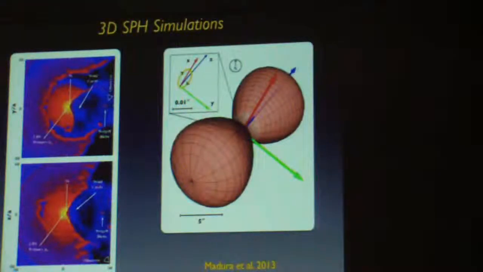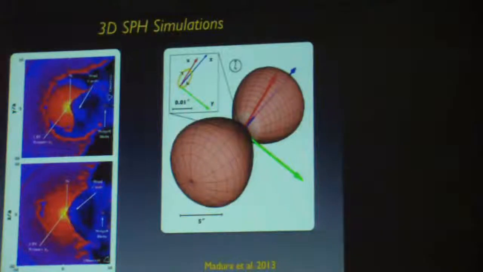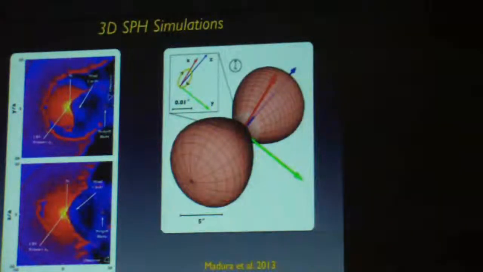So this is a zoom-in look at the SPH simulation. And basically what we see here is the dense, slow primary wind, and the secondary wind is able to create this cone-shaped structure in the wind. This snapshot is taken at apastron.